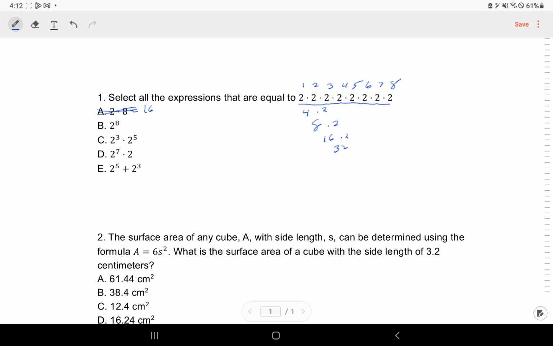Well, I have 8 2's being multiplied. Well, this means 2 times 2 times 2 times 2 times 2 times 2. 1, 2, 3, 4, 5, 6, 2 and 2. And so it means 8 2's being multiplied together. So B works.